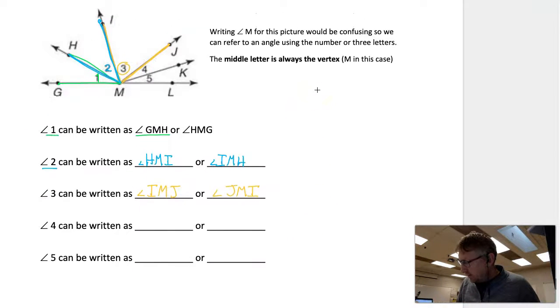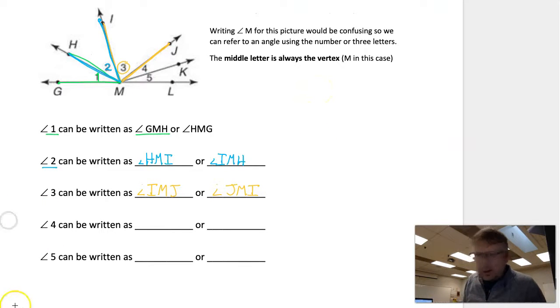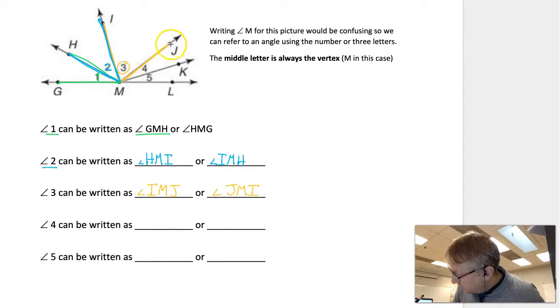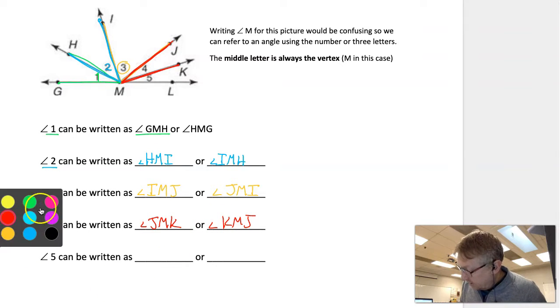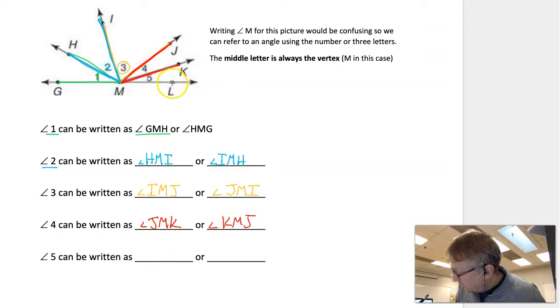Angle 4 and angle 5. I'll do them real fast. I think we probably got the point by now. Angle 4 can be written as JMK. Angle JMK. And of course, reverse it from K to M, and then from M to J, KMJ. And find the angle 5. Let's do pink. LMK. Angle LMK. Or angle KML. KML.